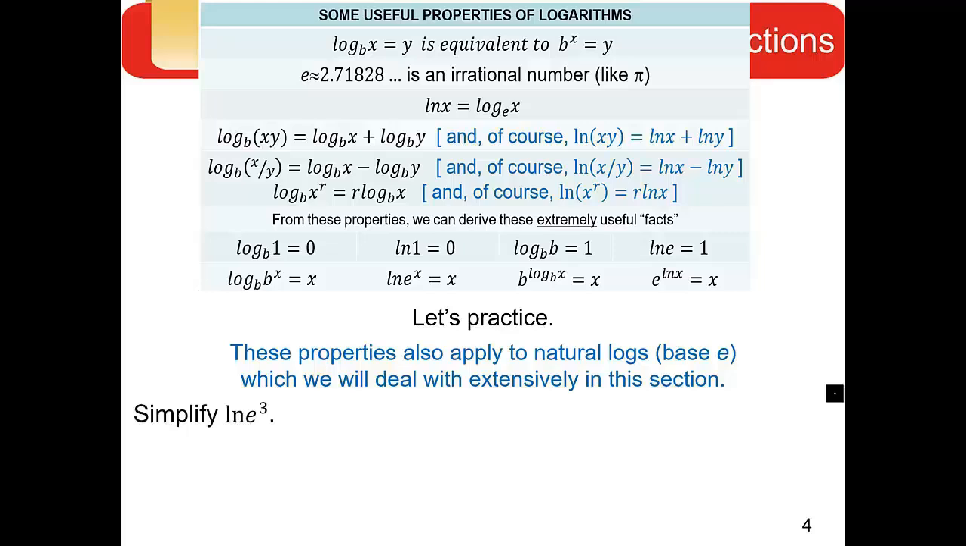How about this? Simplify the natural log of e to the third. Again, we have a property that says when you're taking the natural log of e to a power, the answer is just the power.